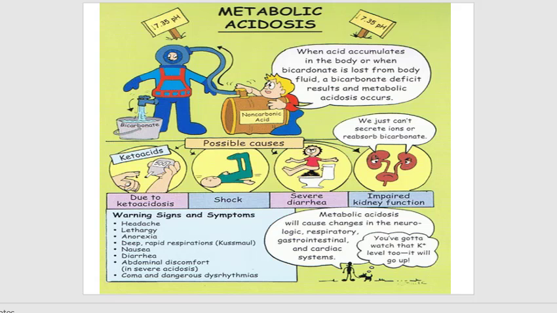Then you have severe diarrhea, okay? So what happens with diarrhea? You probably think, oh, well, stomach acid, you're losing it. Actually, no, that's with vomiting. With diarrhea, you lose bicarb through your stool, okay? So you're pooping out the bicarb.